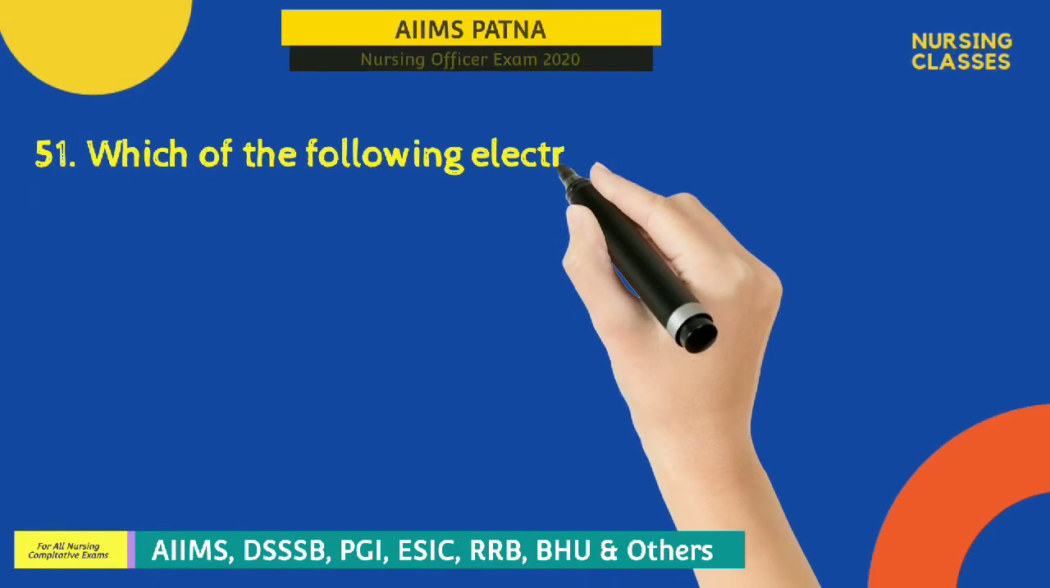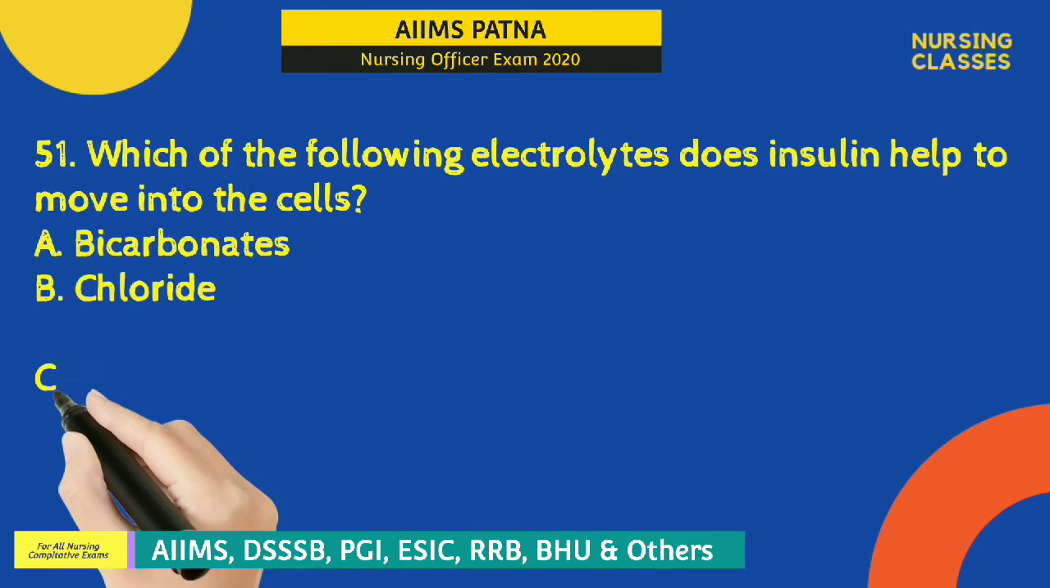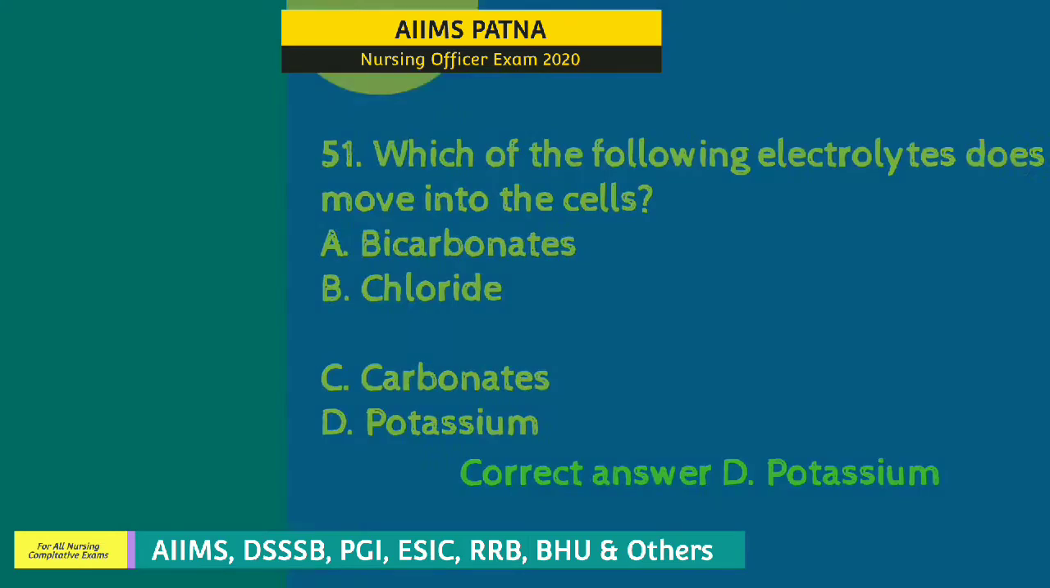51. Which of the following electrolytes does insulin help to move into the cells? A. Bicarbonates. B. Chloride. C. Carbonates. D. Potassium. Correct answer D. Potassium.